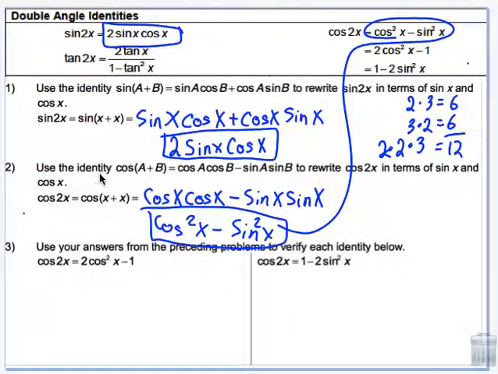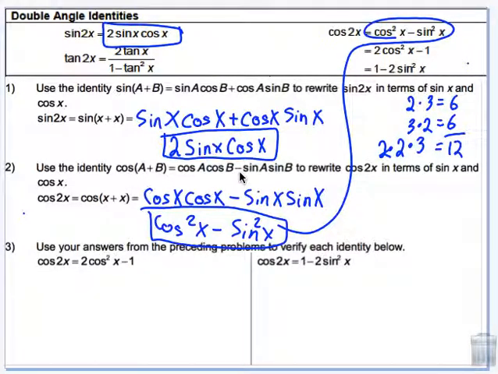All right, now for cosine, you have the same kind of situation for the double angle identity. You split the 2x, write it as x plus x, and then you plug in x's for your a's and your b's in your cosine function. And you have cosine x times cosine x minus sine x times sine x. This is the sum identity for cosine.